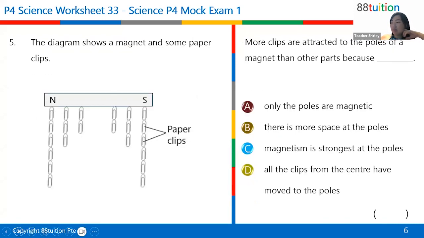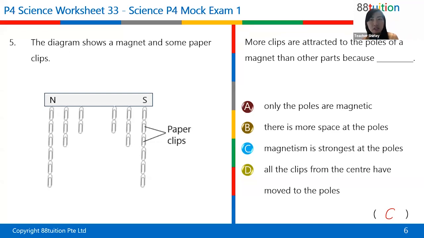Okay, let's move on to 5. The diagram shows a magnet and some paper clips. More clips are attracted to the poles of a magnet than other parts because... Yes, Safia. C, is it C? Magnetism is the strongest at poles. Yeah. Okay, this one is actually quite straightforward.